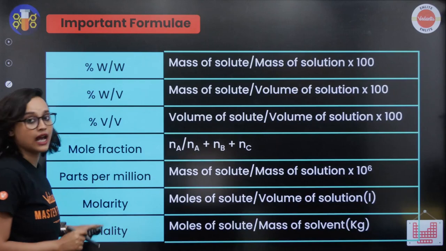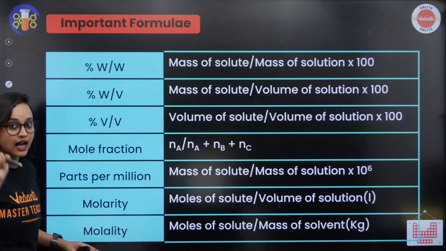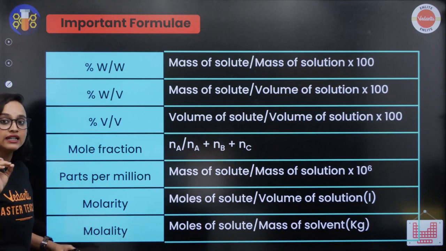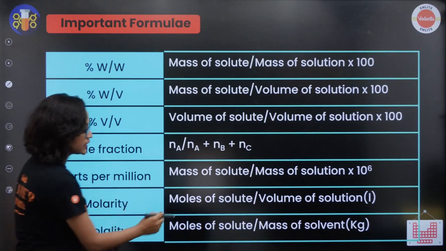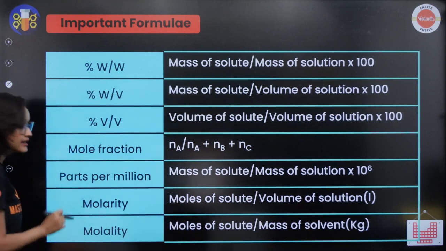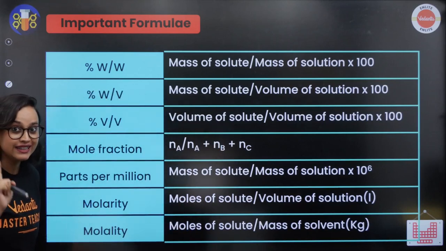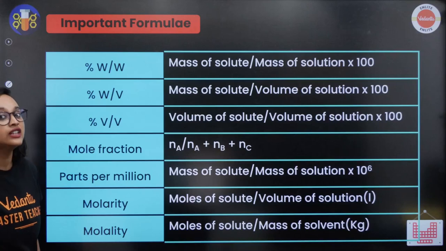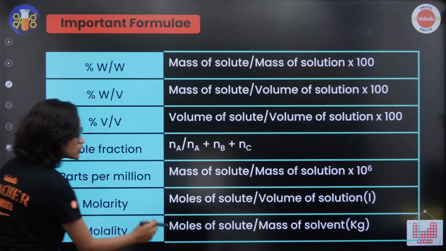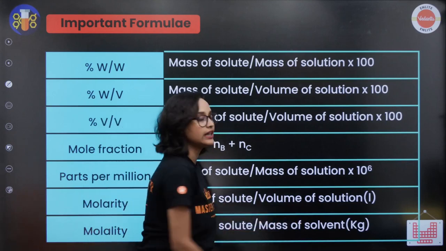Moving on to molarity and molality. Guys, do not get confused. Molarity is calculated as moles of solute divided by volume of solution in liters. In liters, not in milliliters. If it is given in milliliter, you will convert it to liter. And molality is moles of solute divided by mass of solvent in kg.